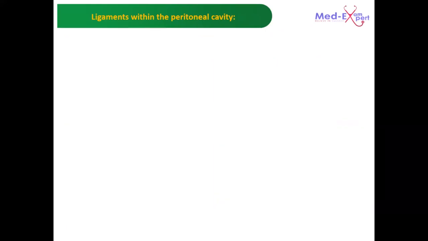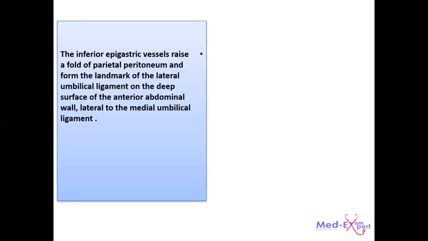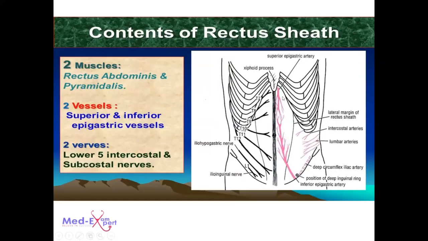Okay, it's better for you to memorize it like this. As you can see here, two nerves: the lower 5 intercostal nerves and 1 subcostal nerve. It's made in an easier way to be remembered.